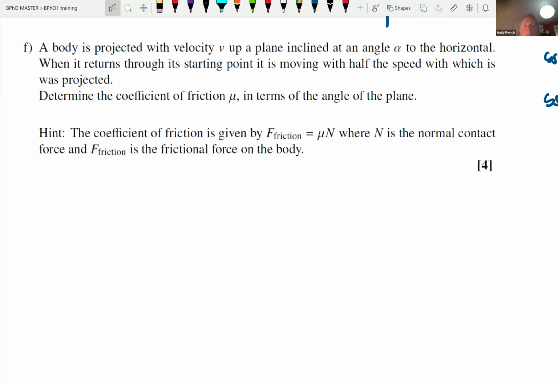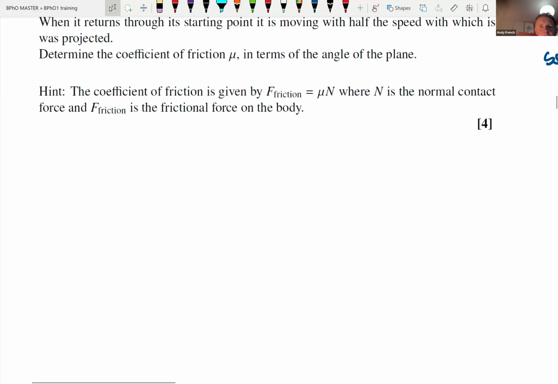A body is projected with velocity v up a plane inclined at an angle alpha to the horizontal. And intriguingly, when it returns through its starting point, it's now moving with half the speed with which it was projected. So this is about a body sliding up a plane. The first thing we're going to do is put that into a picture. So let's go and draw something.